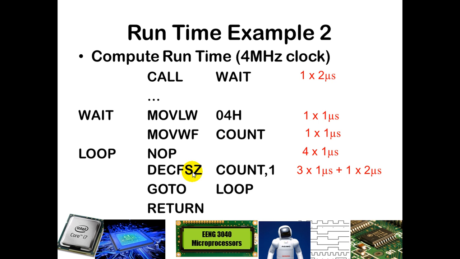and our goto, just as in the previous example, is executed whenever we did not skip with the decrement F skipping of 0, and then finally we hit the return. So our goto gets executed 3 times, each of those taking 2 microseconds, and our return gets executed once, and a return takes 2 microseconds. So if we add all of this up, that works out to be 21 microseconds. So that little NoOp allowed us to add 4 microseconds.